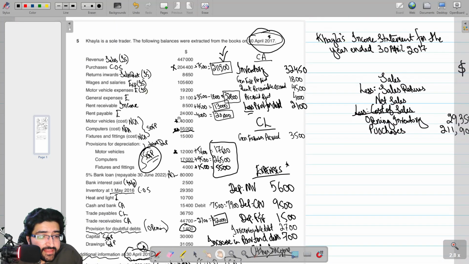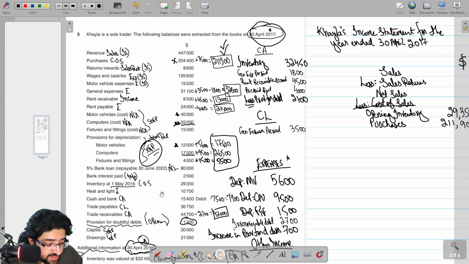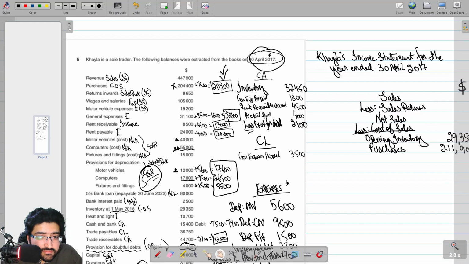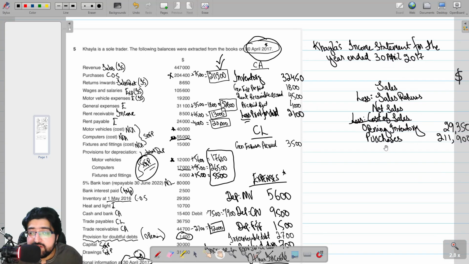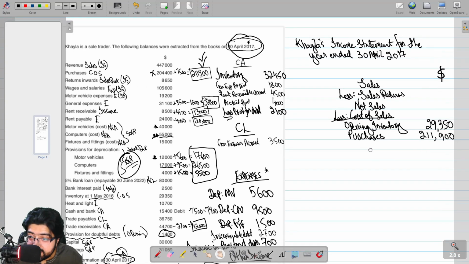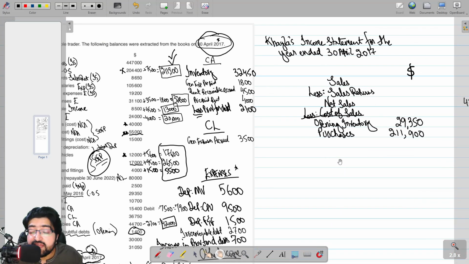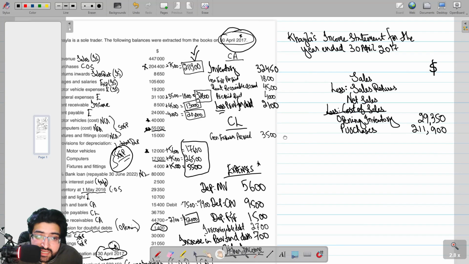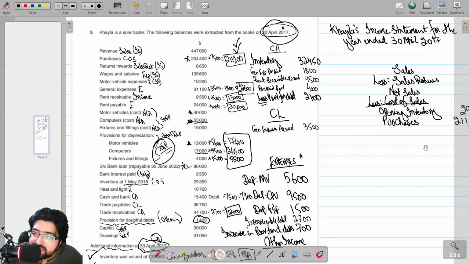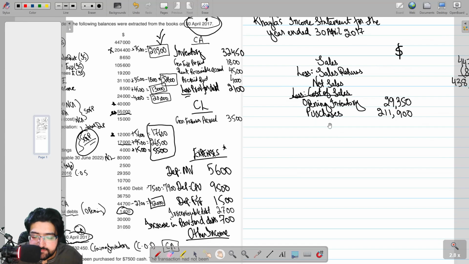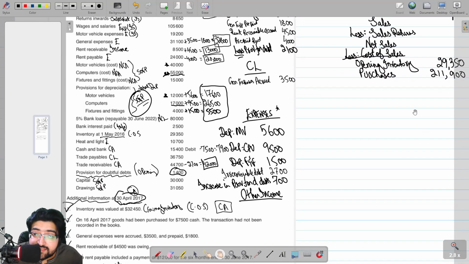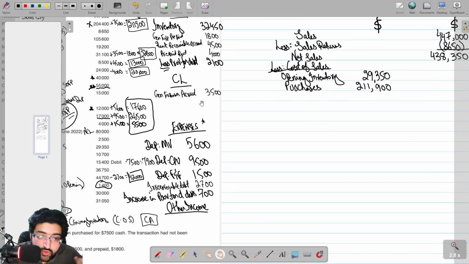So, and then there is also no carriage inwards, because according to the format, we have to less purchase returns from this. Then we have to add carriage inwards as explained in part 1. But if they're not given in the question, you simply skip the headings and move on. Then the next thing we do is less goods for own use, which is also not given in the question.